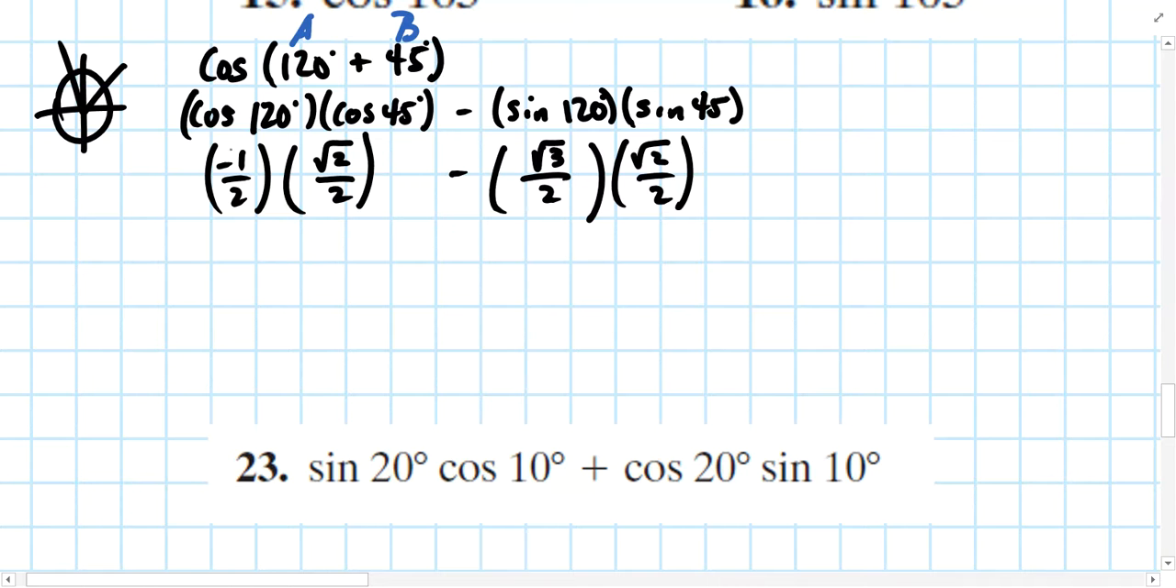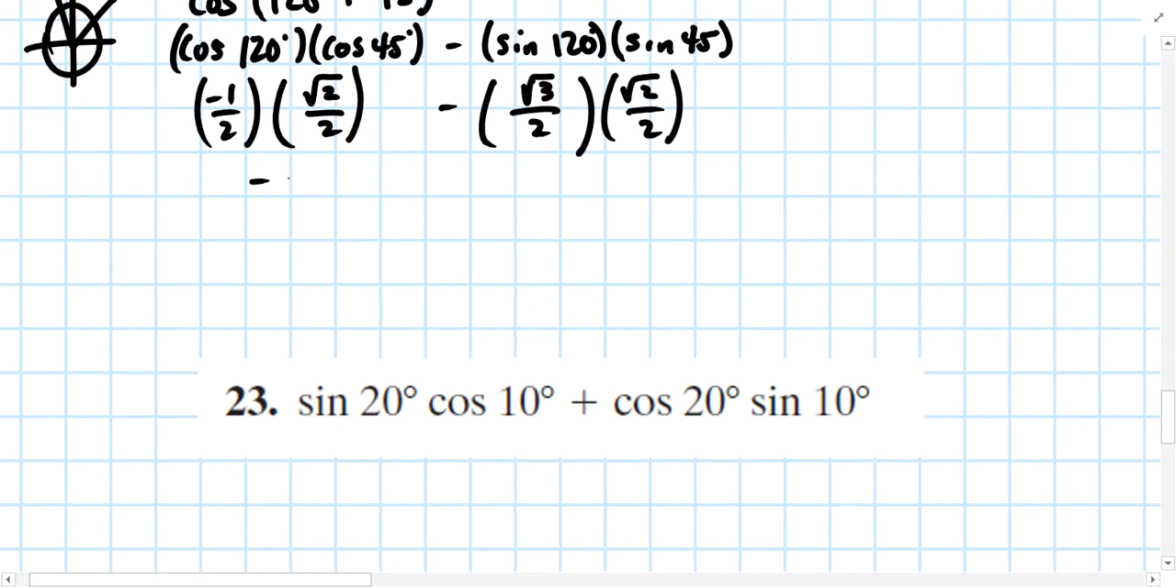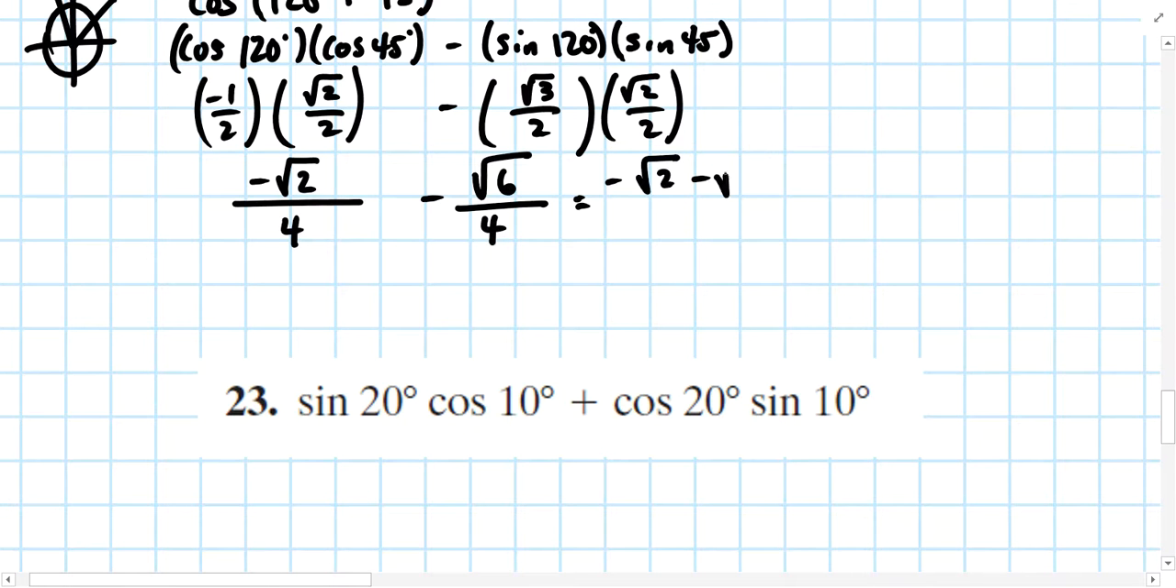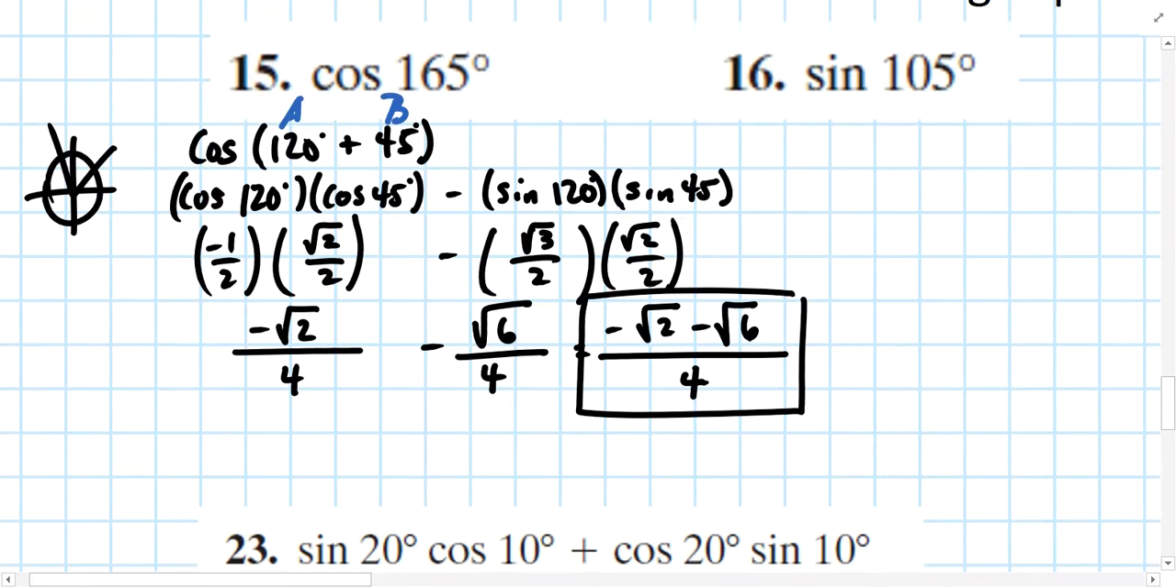As far as multiplication goes, no need for common denominators. We multiply numerators by numerators, denominators by denominators. So I'm left with negative square root 2 over 4 minus square root 6 over 4. And we do have a common denominator here. So I'll say something like this, that the result is negative square root 2 minus square root 6 divided by 4. And we now know the exact answer for cosine of 165 degrees.